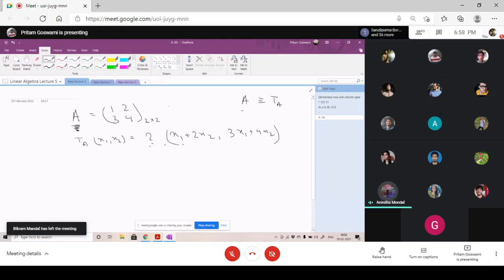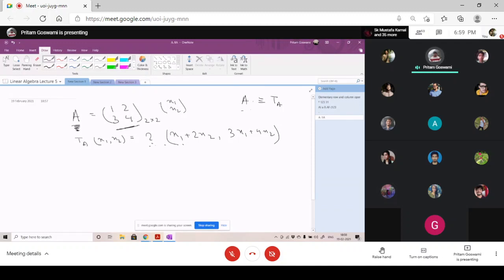So that matrix A is multiplied with the column matrix x1, x2. Basically, this matrix is similar to this linear transformation. So I can write a point x1 comma x2 as a column matrix like this, and the result in both cases will be the same, right? So if you multiply with this, it will give you the same result. So this is the transformation.